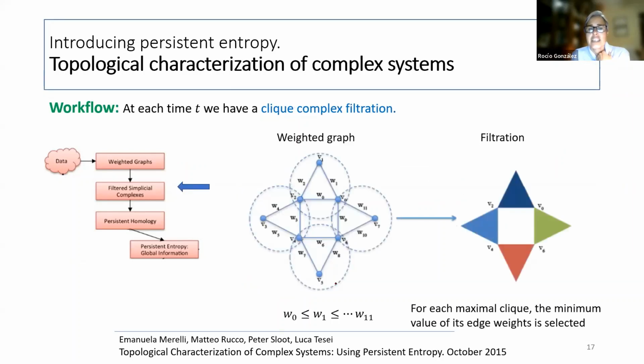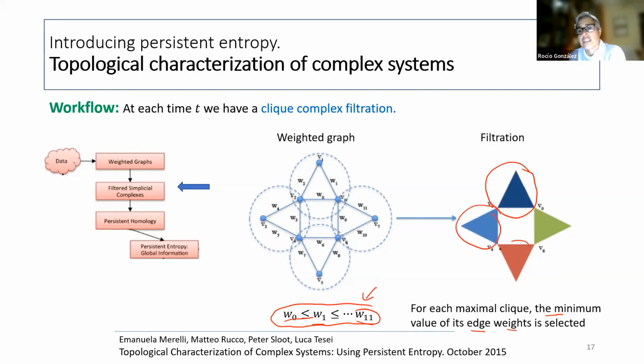The idea is that we order the edges by their weights, and for example, we order the maximal simplices, the cliques of the graph, by the minimum weight of its edges. So in this case, for example, the ordering follows the ordering of the weights of the edges. We first put in the filtration this triangle, then this second one, the third one, and the fourth one.